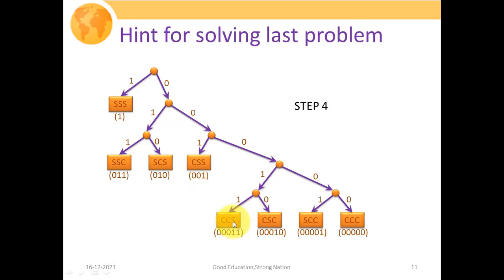And similarly, how do we reach this CCS? Starting from the top, 0 0 0 1 1. So this is the code for CCS. And similarly for CSC, 0 0 0 1 0. This is the code for CSC. And for SCC, how do we reach SCC from the top branch? That is 0 0 0 0 and then 1. So this is the code for SCC. And what will be the code for CCC, or cloudy on all 3 days? This particular symbol gets 0 0 0 0 0. So this is the code for CCC.